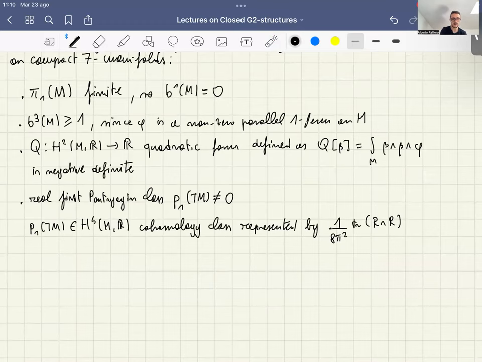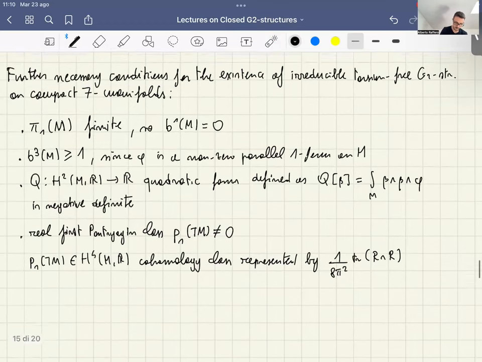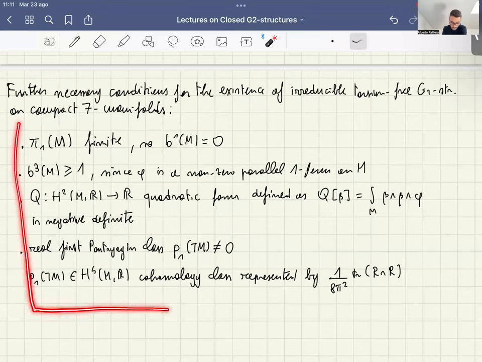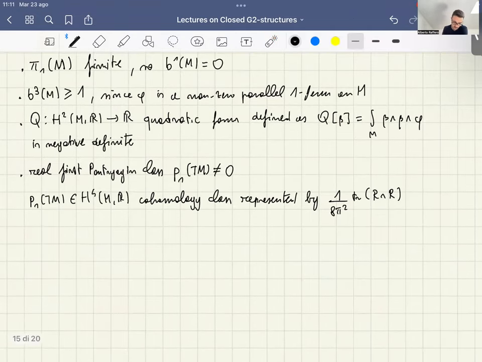So these are roughly the ideas. So there are some necessary conditions that are known in the case of compact manifolds. And so for sure, you won't have any hope to obtain an irreducible compact G2 manifold if your compact manifold does not satisfy these topological conditions here. So what about examples now? So which type of examples do we know of torsion-free G2 structures whose holonomy is precisely G2?